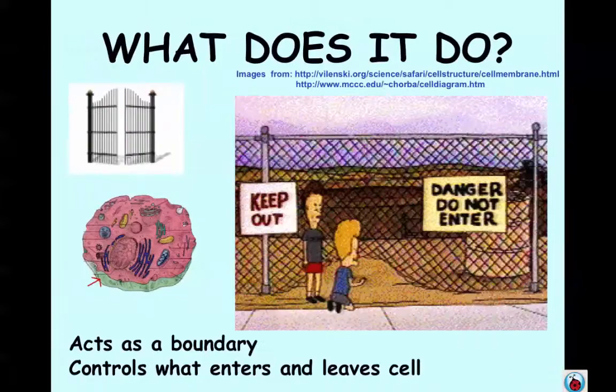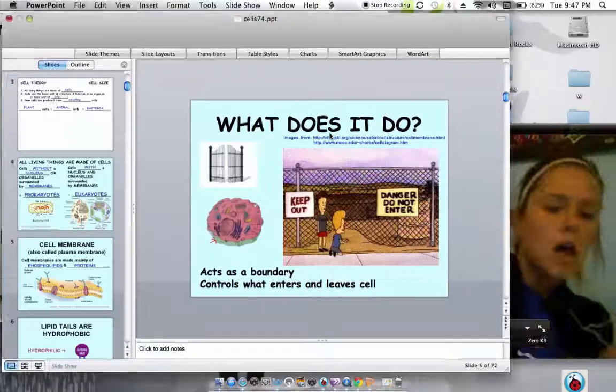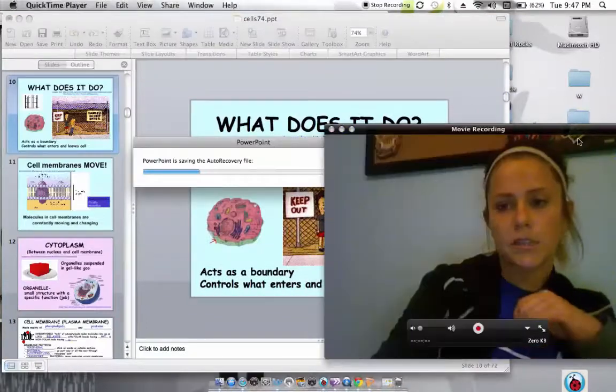So again, what does it do? It's going to act as a boundary. It's going to control what enters and leaves a cell. So as an example, if we were to do a cell analogy project, it's the gatekeeper. It's going to allow things in and out. It's going to keep foreign substances out, let food and other things in, and get rid of things that the cell doesn't need. All right, let's move on to our next organelle.